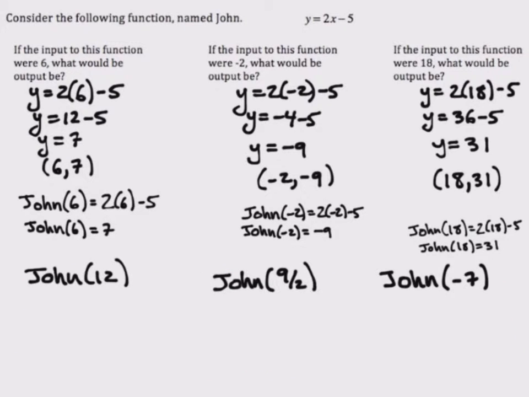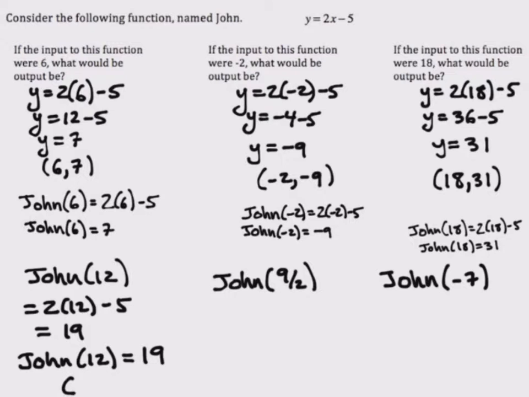So now below we're asked, please find the output when the rule John is applied to the input 12, or we could similarly call this John of 12. And all we do is we substitute 12 in for our input variable and evaluate. So John evaluated at 12, or John of 12, would simply be 2 times 12 minus 5, or 19. And we would end up with John of 12, or the rule John, when applied to the input 12, gives an output of 19. And we could write it as an ordered pair as well.